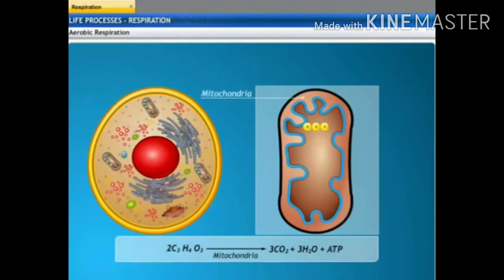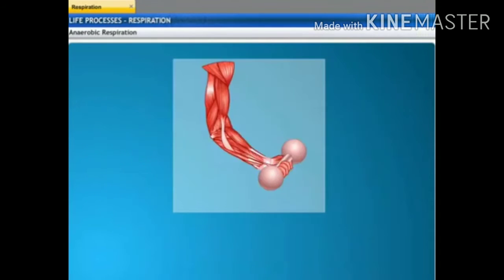In aerobic organisms, the pyruvate molecule is further broken down in the mitochondria of a cell. In this process, the pyruvate molecule that contains 3 carbon atoms is broken down into 3 molecules of carbon dioxide and 3 molecules of water.